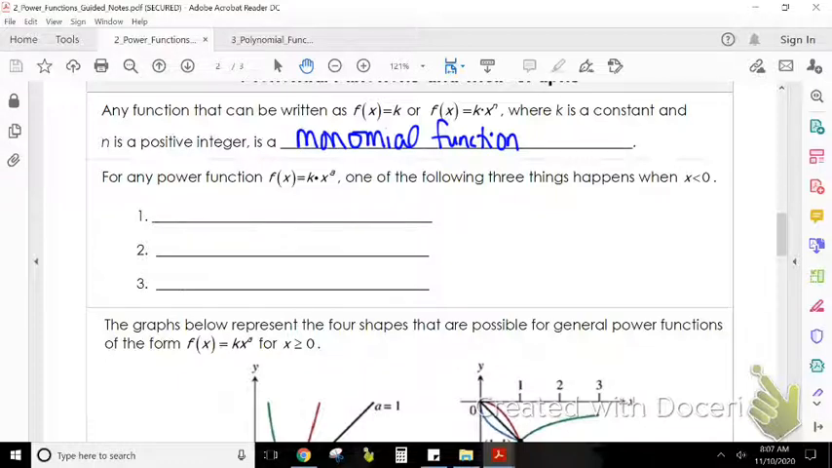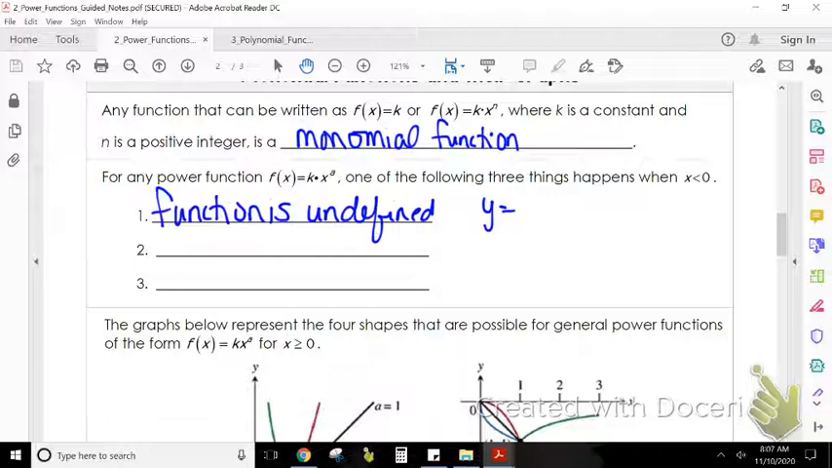So for any power function, f of x equals k times x to the a, one of the following things will happen if our x is less than 0. The first thing is that our function is undefined. And that will be if we have something like y equals negative x to the 1.5.